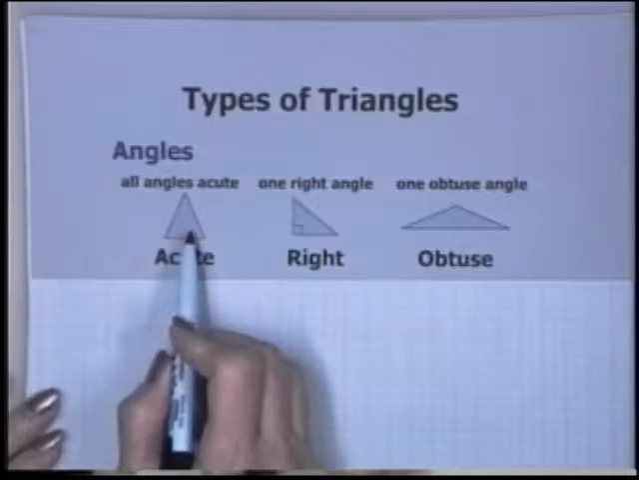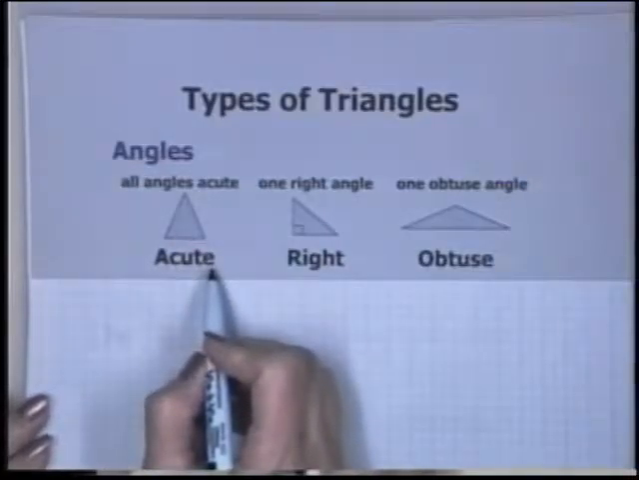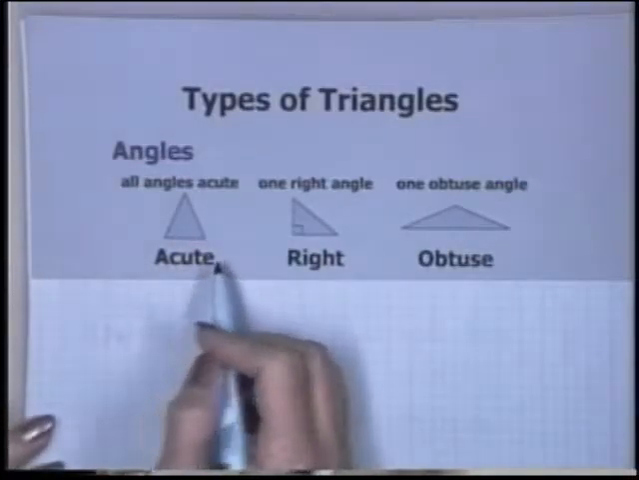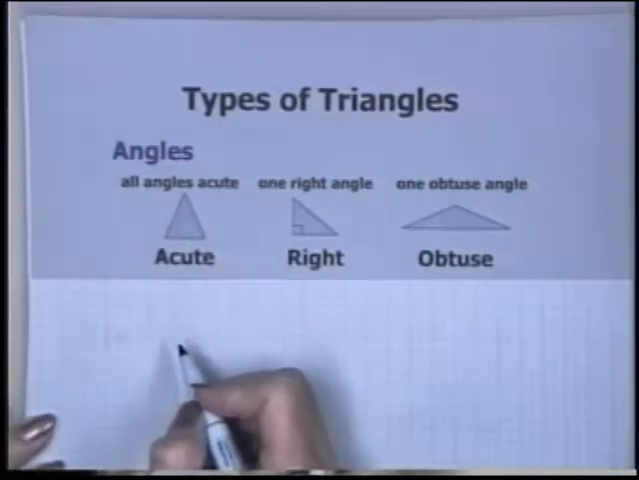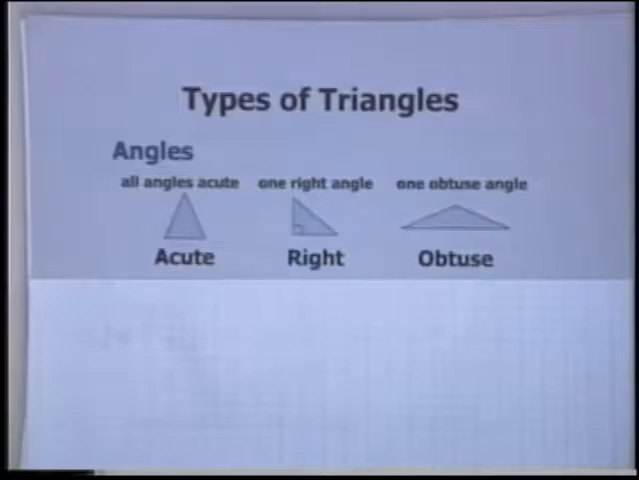This first triangle would be an acute triangle, and we call it an acute triangle because all the angles are acute angles. Do you remember what an acute angle is? It's an angle that measures between 0 and 90 degrees.